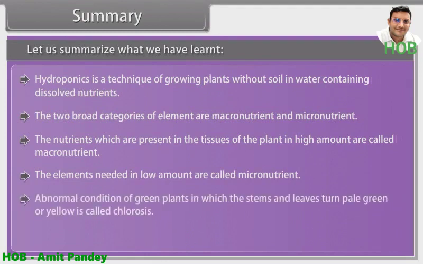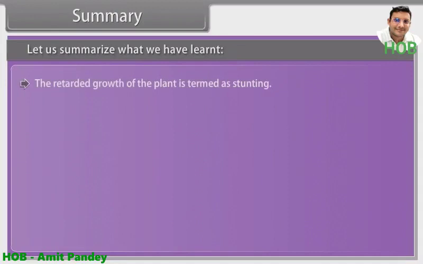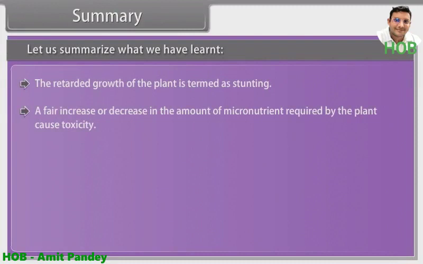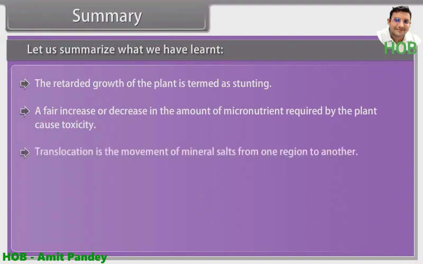Abnormal condition of green plants in which the stems and leaves turn pale, green or yellow is called chlorosis. The localized death of tissue of leaves is called necrosis. The retarded growth of the plant is termed as stunting. A fair increase or decrease in the amount of micronutrient required by the plant causes toxicity. Translocation is the movement of mineral salts from one region to another.